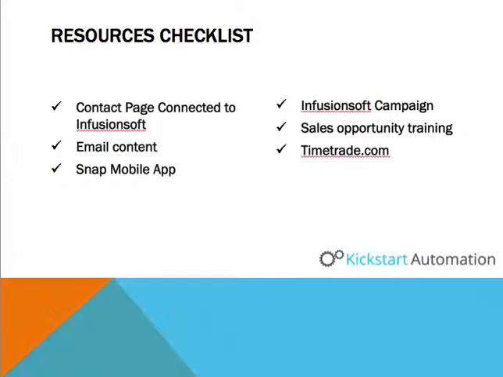So really, to get this, the resources checklist, some people say, hey, Kyle, okay, how do I get started? I want to get started on this. What you need is to have your contact page connected to your Infusionsoft. So that was your website form connected to Infusionsoft. You need to have the email content inside these emails. You need to have the Snap mobile app on your phone, of course, to bring in the new leads from this scenario. You need to have an Infusionsoft campaign built. You can either build that yourself, or have Kickstart help you, whatever you were looking to have done, and then also have sales opportunity training to have your team know how to move the leads through the pipeline.